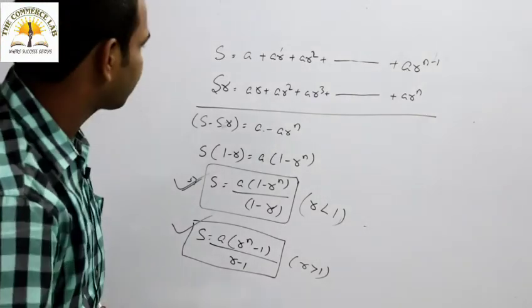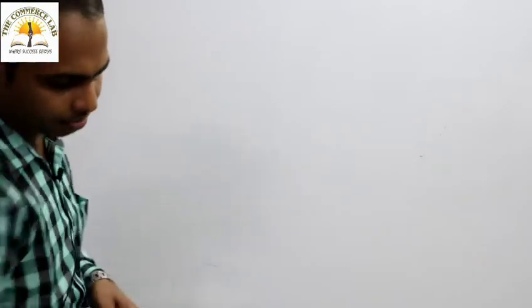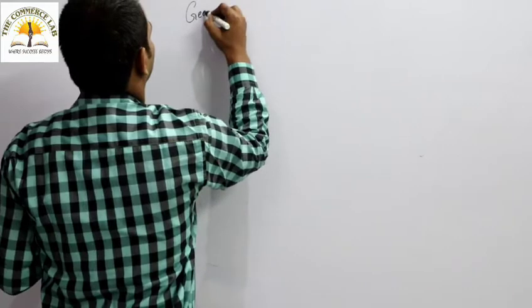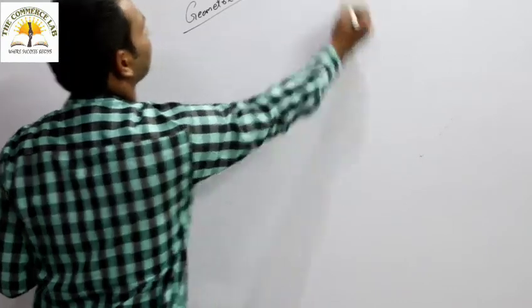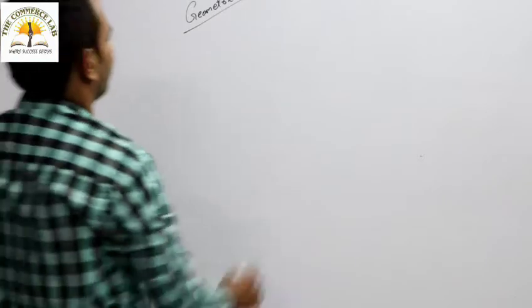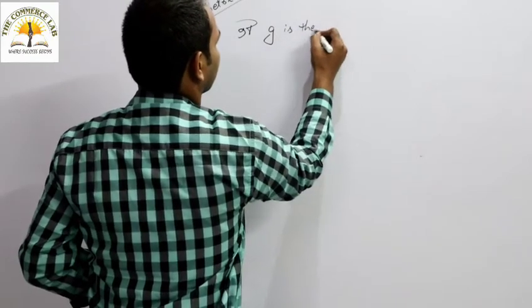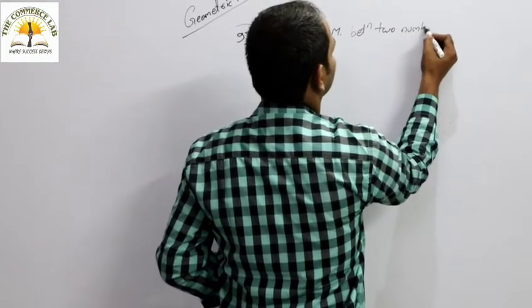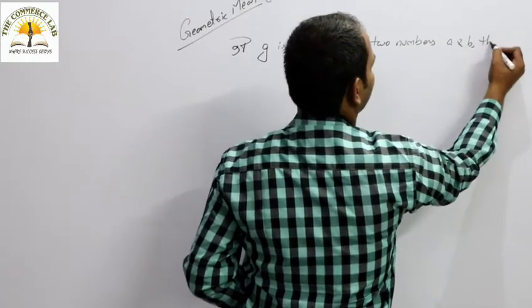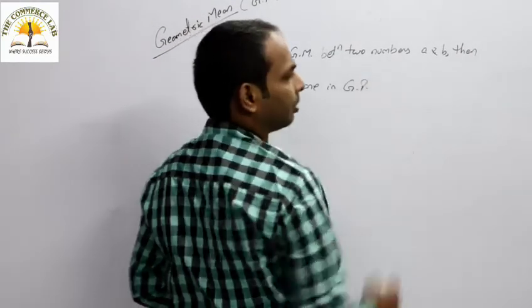Okay, then geometric mean or GM. If G is the geometric mean between two numbers A and B, then A, G, B are in GP.